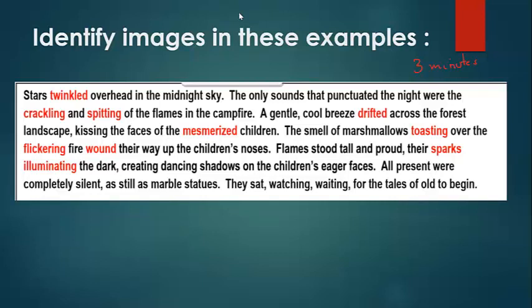Yes, mesmerized. And crackling, spitting, okay, Muhsin. Sparks is a sight. Jana said the smell of toasting marshmallow, smell, excellent, yeah, Jana. Iyad, okay, Salma said illuminating is a sight, excellent. Malak said crackling, hearing, good job. Ziad said shadow is a sight, good job. Thank you, perfect. Hey, be in a hurry, the 3 minutes are about to finish. Drift is touch.